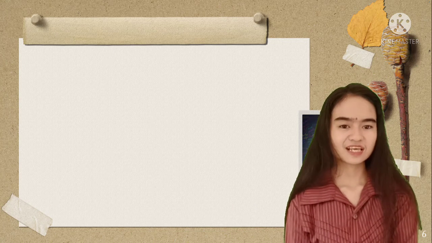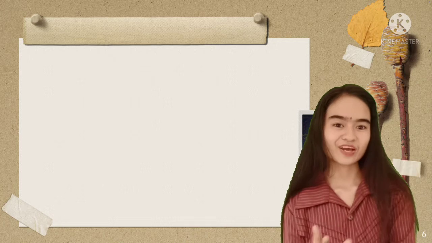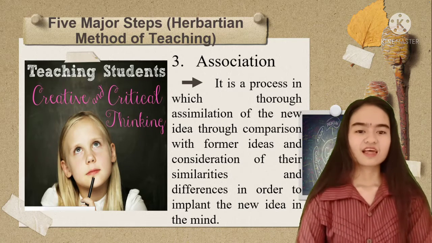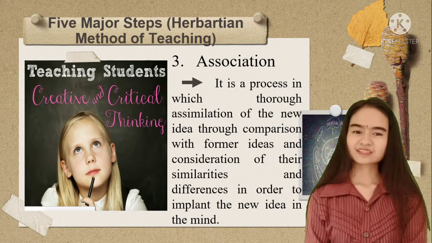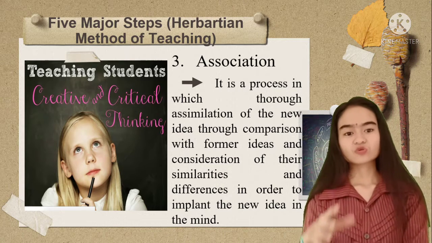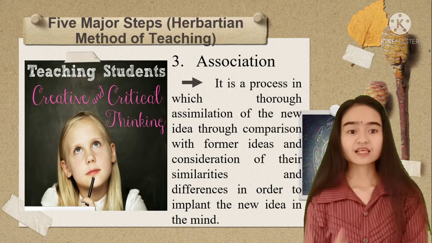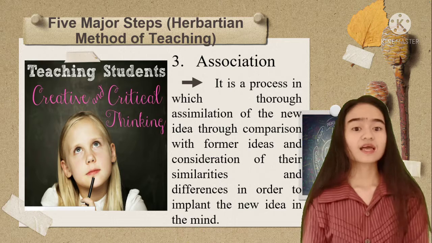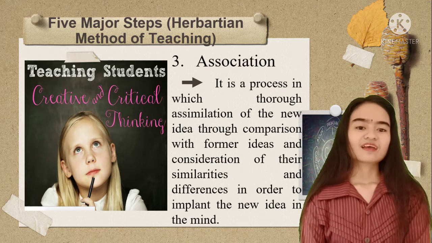The third stage of the inductive method is association. This stage is actually the process in which thorough assimilation of the new idea takes place through comparison with former ideas and consideration of their similarities and differences in order to implant the new idea in mind.